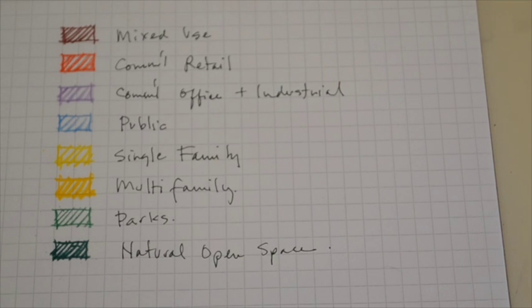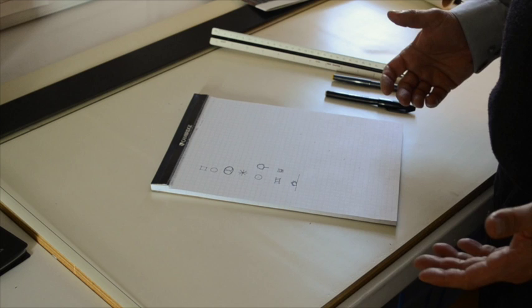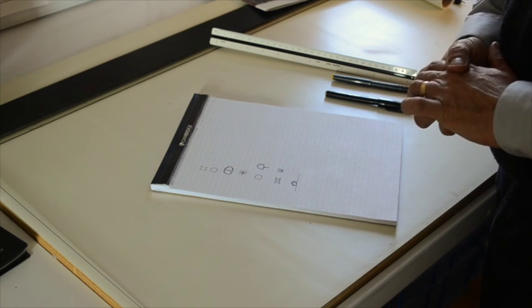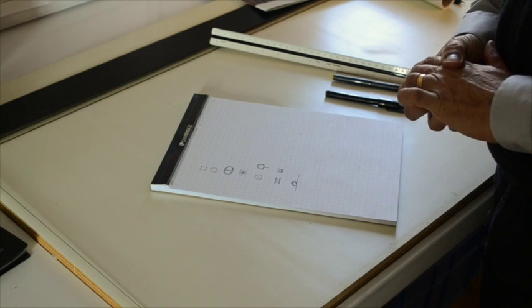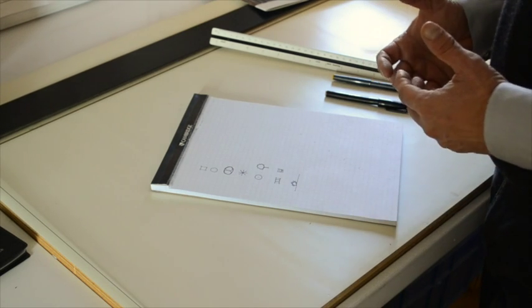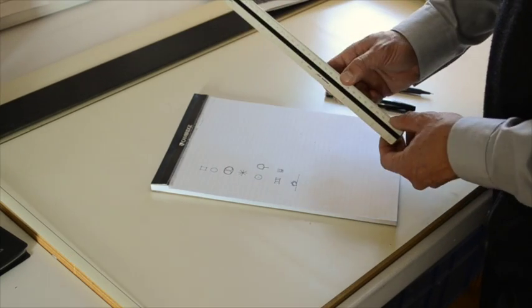Parks are typically depicted with a pretty true green. And then natural open space, you can use a different green. Here you see a green with a lot of blue in it. Obviously, we are drawing things much smaller than they are in real life. And the way that we keep things proportionally the same as in real life is we use a scale. And so here's an engineer's scale.